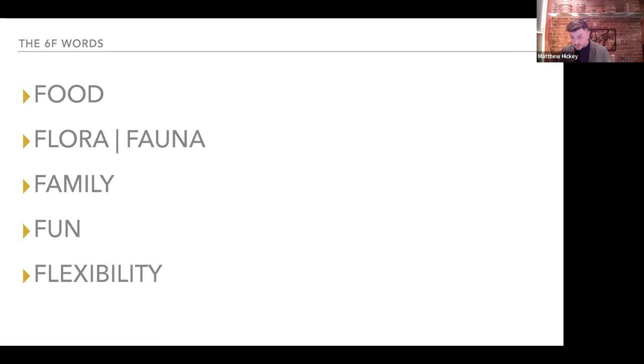So for us, we came up with these six F words. We posed the question: what would happen if all the power goes out, if there's no more electricity? What then makes a community resilient? What makes a city great then? So the six F words: food, flora and fauna, family, fun and flexibility. And I'm just going to go through these quickly.